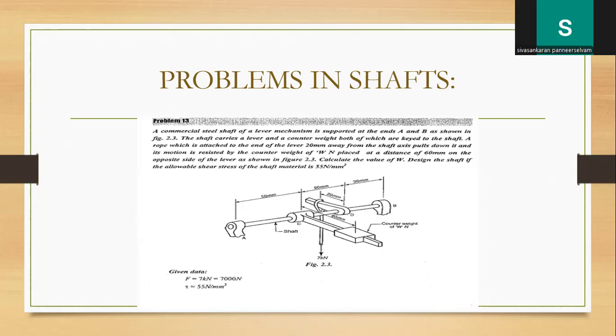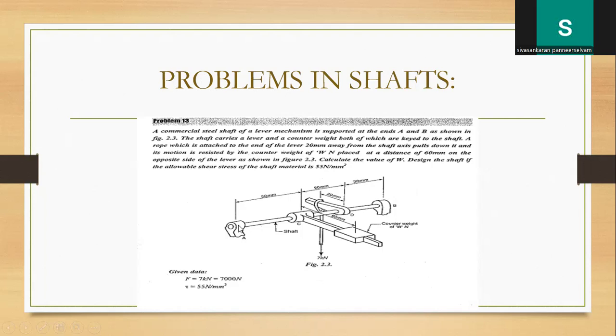Consider a commercial steel shaft which is used for a machinery application, which has a lever mechanism. The shaft is supported at two ends, A and B, as shown in the figure. You can see point A and point B. This is point A and this is point B. And this one is C and point D. There are totally four nodal points in the cylindrical shaft.